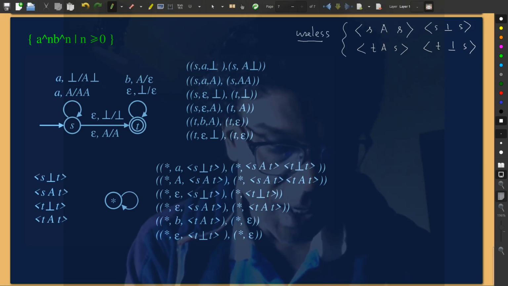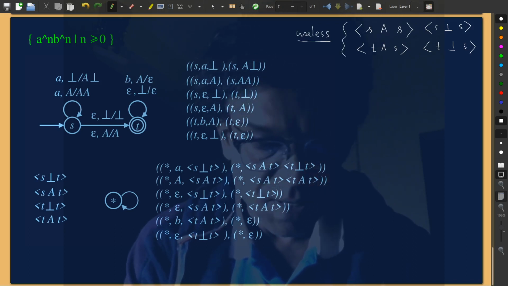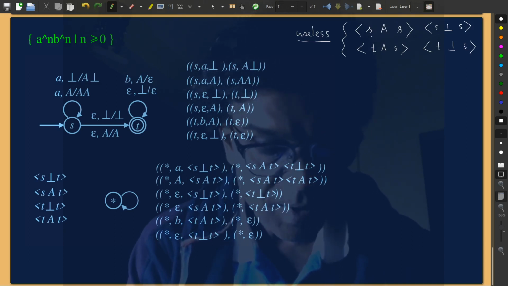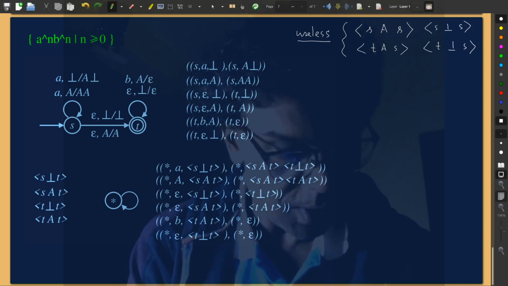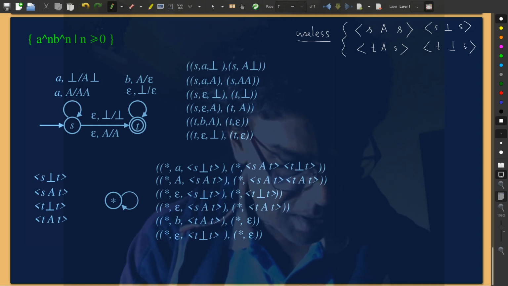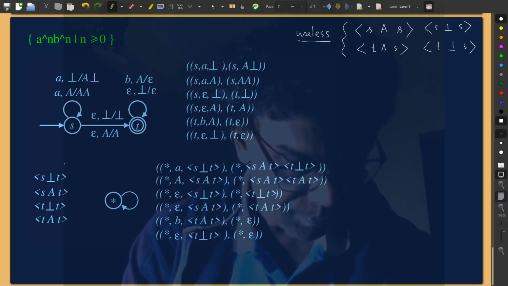So when you mechanically use this construction as mentioned earlier, you should use these symbols. But in the current context, since I am doing it as a human endeavor, you can see that these are useless symbols. You cannot end up in S after popping something from the stack. So all pops have to be in T, and therefore these four are the relevant members of gamma prime: S bottom marker T, S A T, T bottom marker T, and T A T.